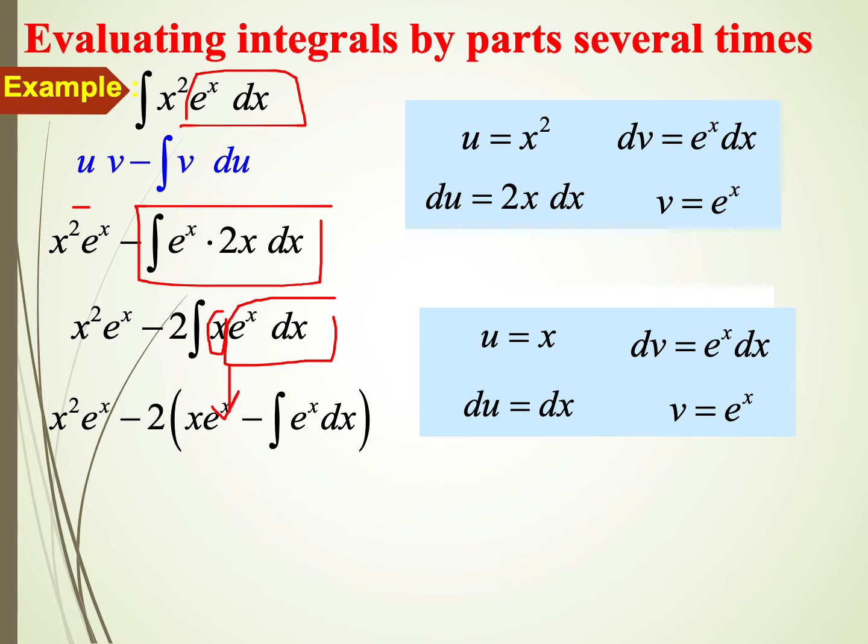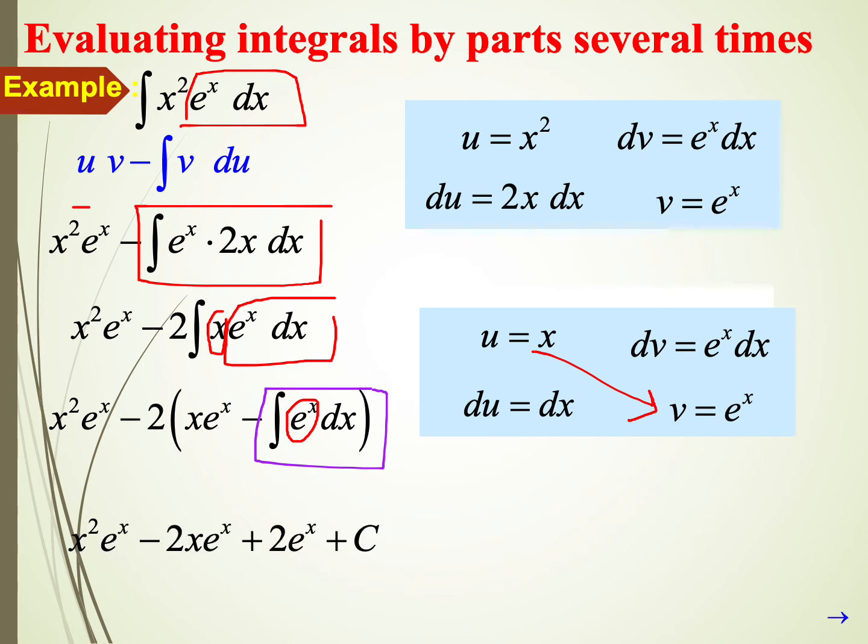So I will have uv, which is x e to the power x, and I also have a new integration, which is v du, which is e to the power x dx. So here I got a new integral. I don't need to do integration by parts again, because we know the integration of exponential is itself. So I got the answer. Integration by parts repeatedly takes time. I need to repeat 2 times.